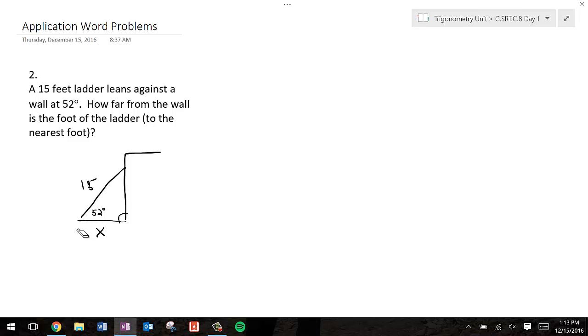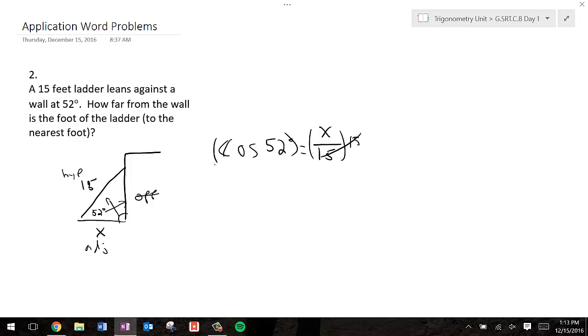And if we were to take that into account, straight across from the angle is opposite. Across from the right angle is my hypotenuse. And I've got my adjacent side. So we're going to use cosine again. Only this time we have the angle. And that's going to be equal to x over 15. We're going to multiply both sides by 15. And I have 15 times the cosine of 52 degrees for x. And when we plug this into our calculator, we've got x is approximately 9 feet away.